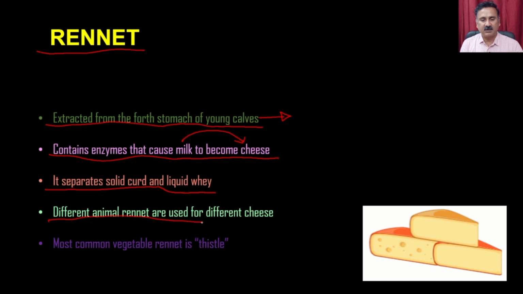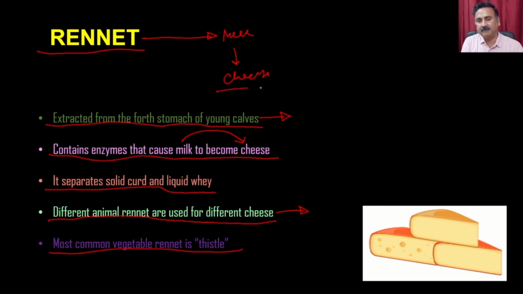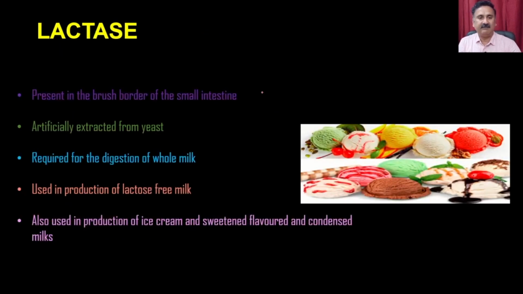Different animal rennets are used for different types of cheese. You know that there are different types of cheese, like mozzarella cheese and other kinds of cheese. So you can use rennet from different animal sources to produce the different types of cheese. And the most common vegetable rennet is thistle. This is also used for the production of cheese. So rennet is used for converting milk into cheese. Okay. Then we have lactase.